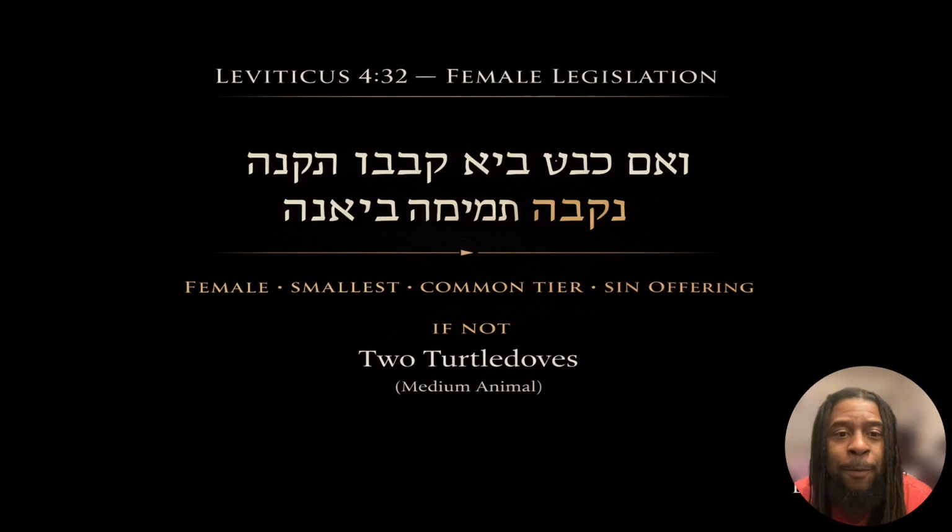Right here, wanted to point out once again, there's the term nekeva. So you can see the term female is there. Smallest is common tier, and it's the sin offering for the common person. All right? Must be female without blemish. So Leviticus 4 is not about Passover. Once again, it is about chatat, which is sin offering. Different ritual, different function, different theological frame. So, when later texts say the Lamb of God, are we preserving categories or are we blending them? Let's continue.